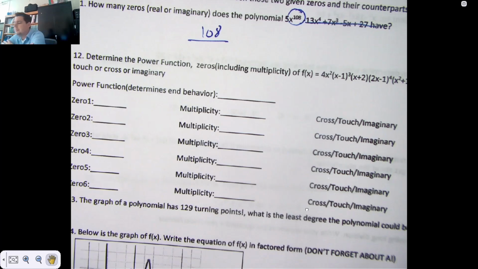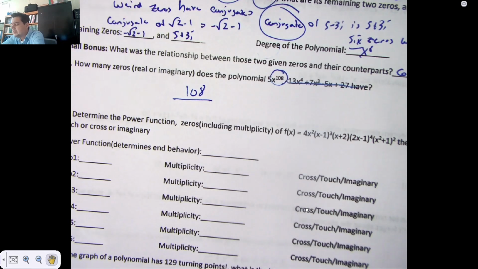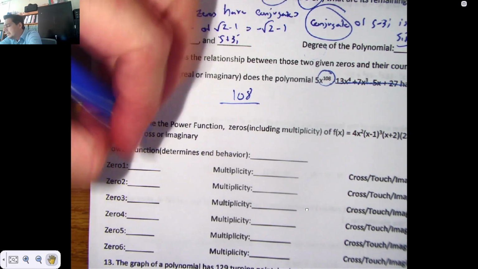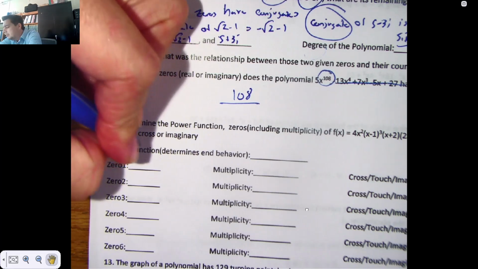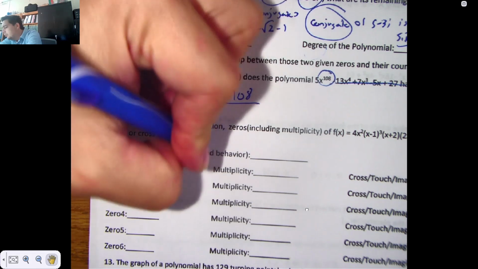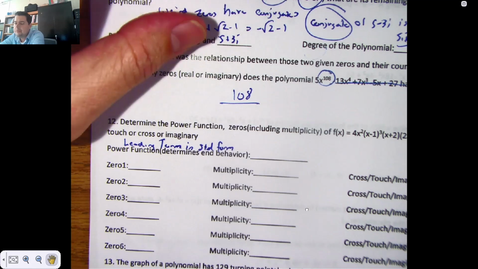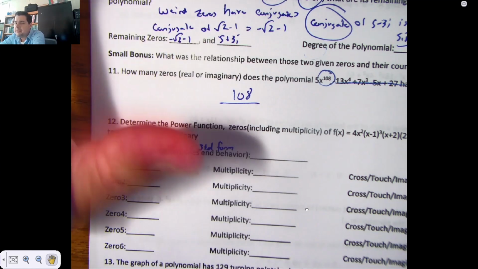Number 12, determine the power function, zeros, including multiplicity, of f of x equals 4x squared times x minus 1 cubed times x plus 2 times 2x minus 1 to the 4th times x squared plus 1 squared. The power function, which we haven't talked about in class yet, we may not talk about it till Thursday, would be the leading term in standard form. We don't actually have to write this thing out in standard form.